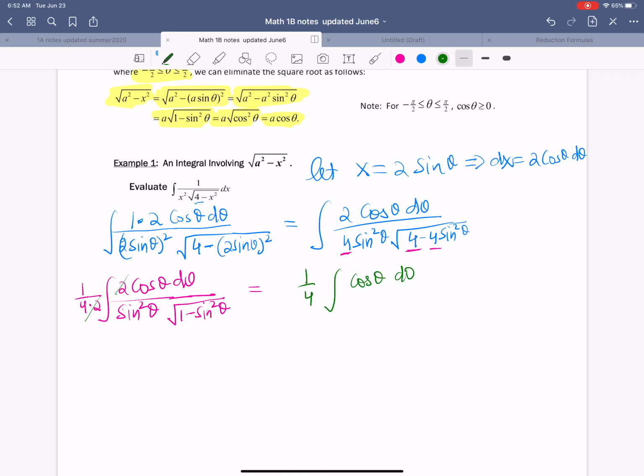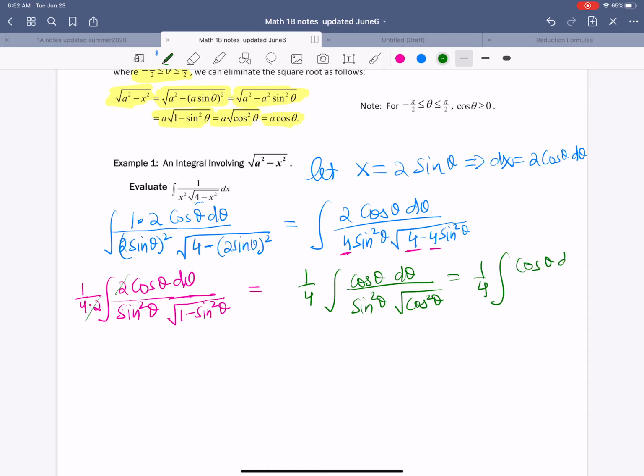I'm left with cos theta d theta divided by sine squared theta. What's 1 minus sine squared theta? It is cos squared theta. So we have the square root of cos squared theta. Okay, a little bit more simplification.